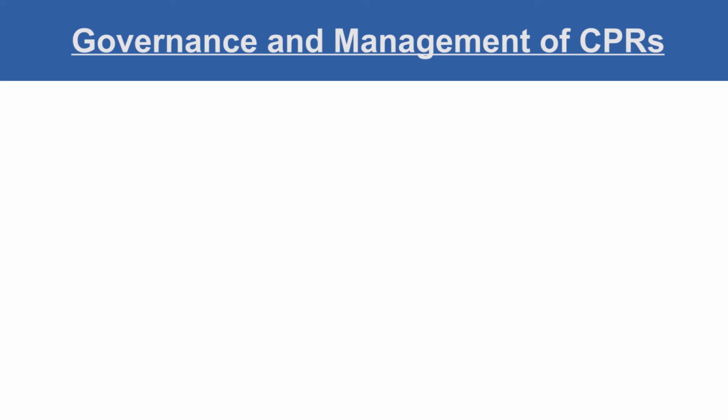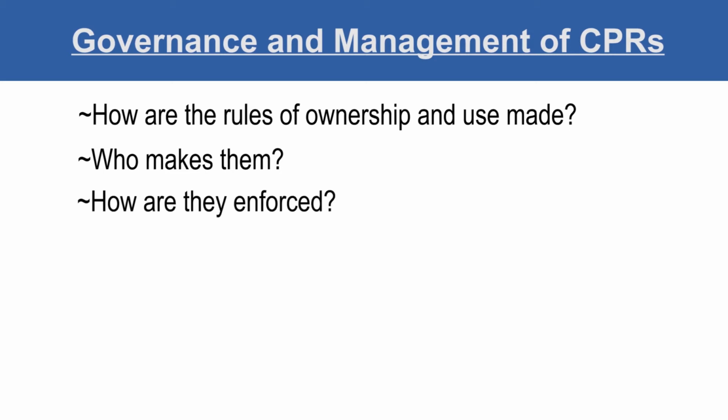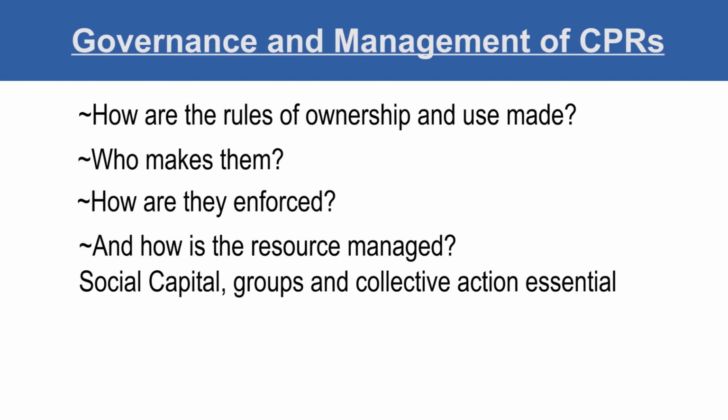A key set of questions then remain for us to explore. How are these rules of ownership and the use of community resources made? Who makes these rules? Is it the users or the owners? Is it the government or the contractors? Or is it market agents or poachers? How are these rules enforced? When someone removes all the fish from the pond or cuts all the leaves or cuts and sells trees for industry and pulp for timber, who sets the penalties? And how is the resource managed? Is it managed by the users, the owners, the poachers?